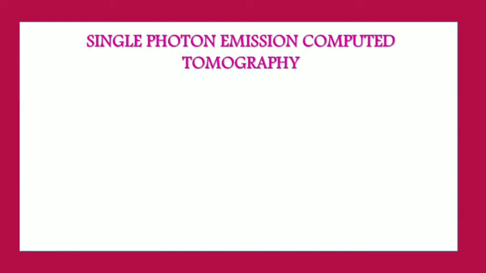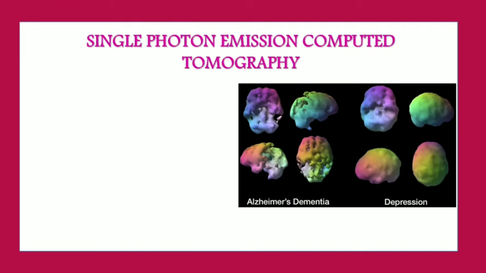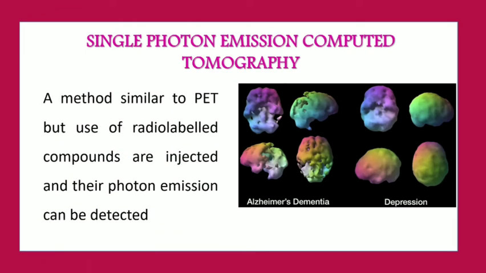Next is single photon emission computed tomography, called SPECT scan. It is used to analyze the function of internal organs. It is a type of nuclear imaging test, which means it uses a radioactive substance and a special camera to create 3D pictures.